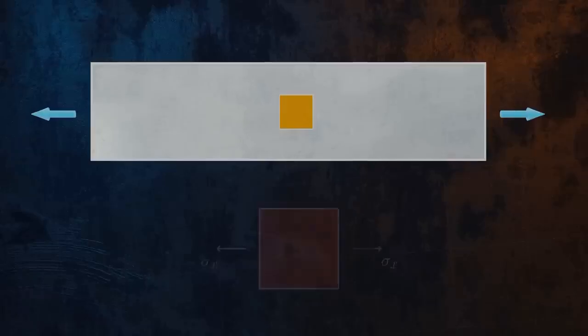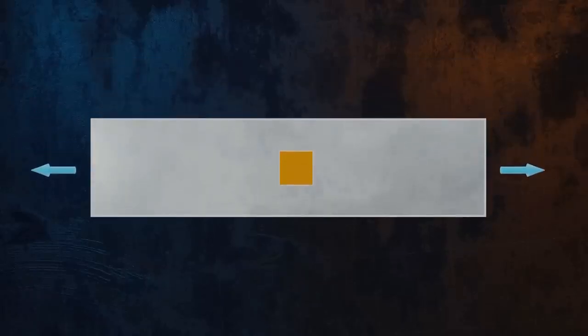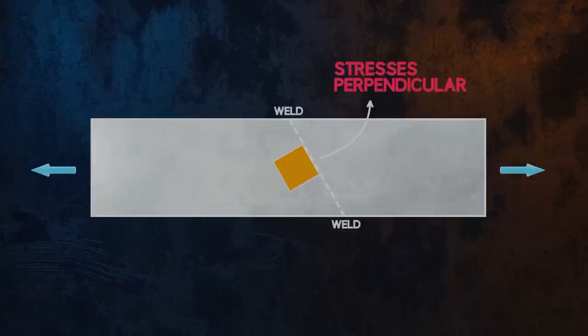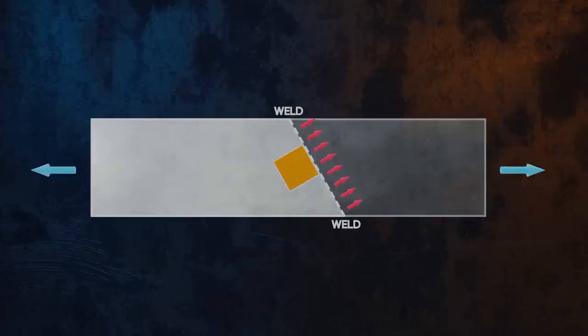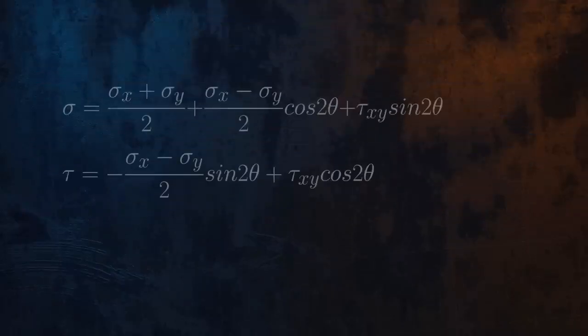But we might want to rotate our stress element to get the stress state for a specific angle. If there was a weld in our structure, for example, we might want to determine the stresses perpendicular to the weld. Depending on how we choose to orient our stress element, we will get different values for the normal and shear stress components. We can calculate what the normal and shear stresses will be as we rotate our stress element by using the stress transformation equations.